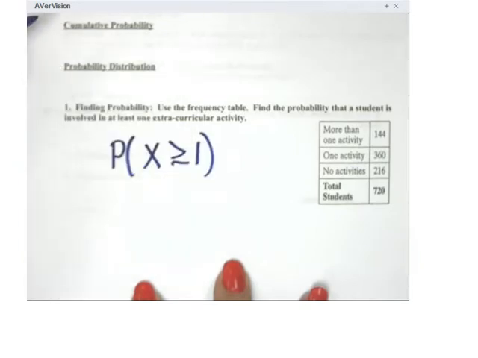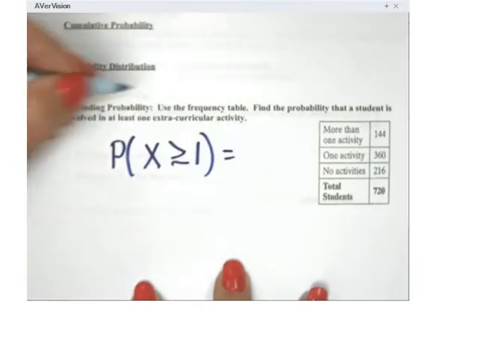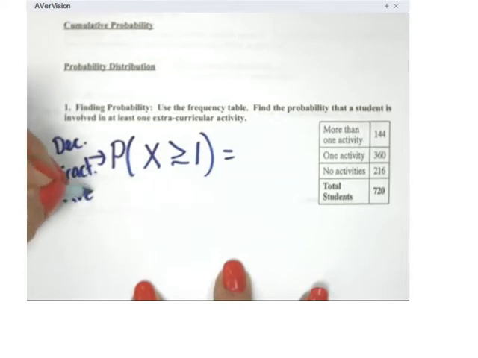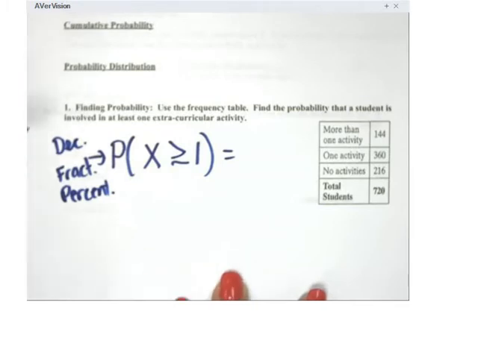And for probability, we always have to give it either as a decimal, as a fraction. If it's a fraction, reduce it, or as a percent. All of them are acceptable. If you're told to give one specific type, then do that. Otherwise, any of the three will be sufficient.